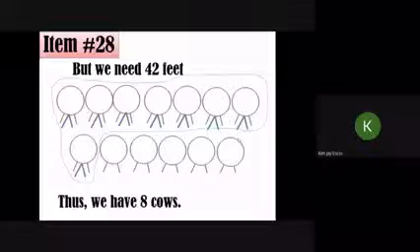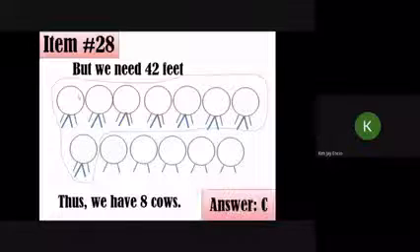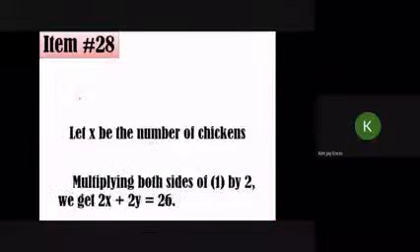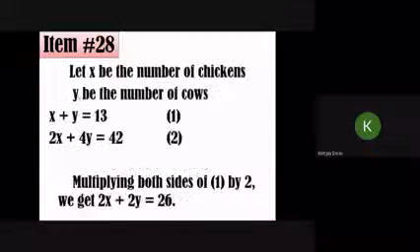So you see, guys, these circles here represent the animals that have 4 feet, which are cows in our case. Thus, we have 8 cows, and the answer is letter C. And maybe some of you are fond of doing algebra. Nothing wrong with that. Oh, sorry for the animation.